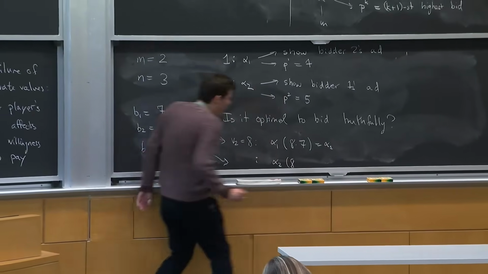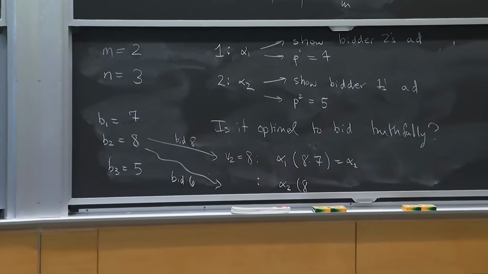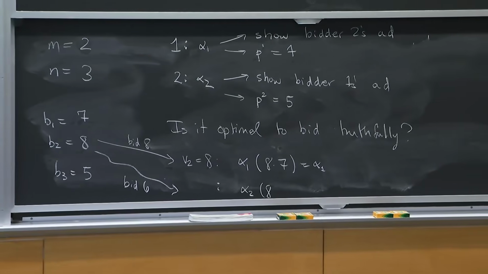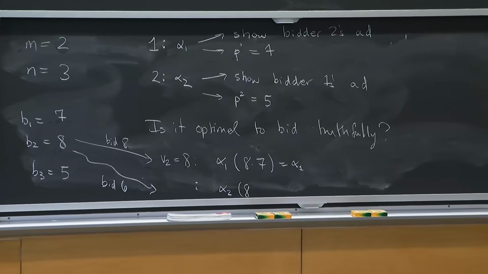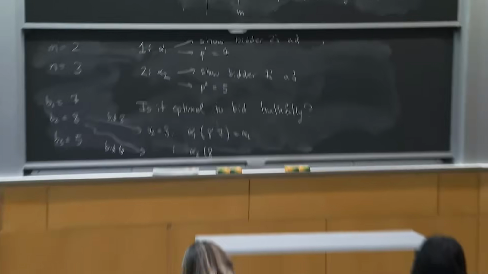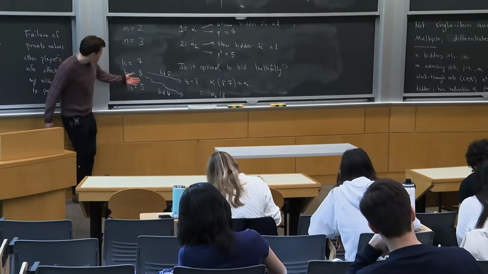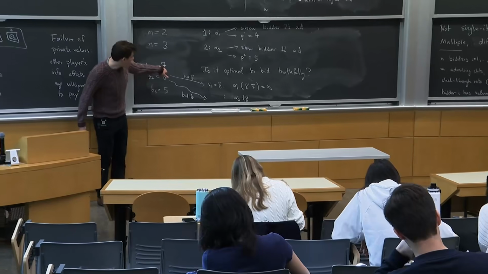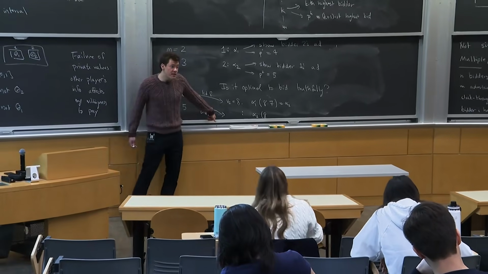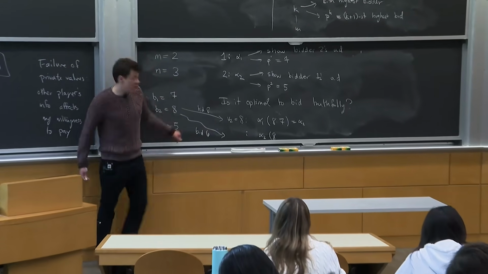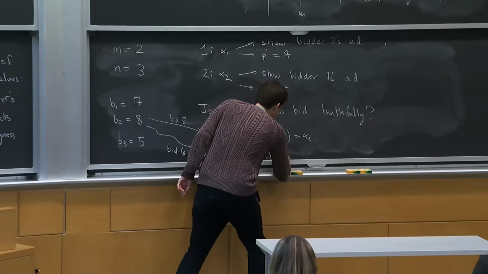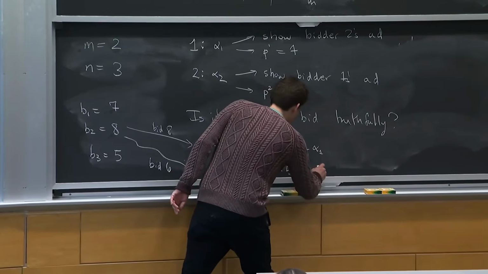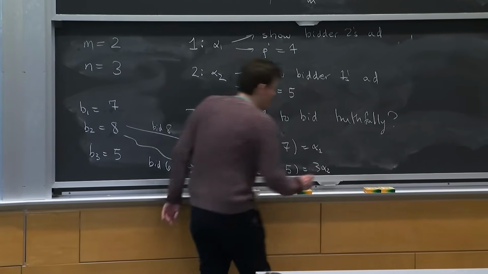Their value is still 8, but now how much do they pay? They're going to pay 5, right? Because now they're getting the second slot. They're going to pay the third highest bid. The highest bid is 7. The second highest bid is 6. The third highest bid is 5, right? So we get 3 alpha 2.